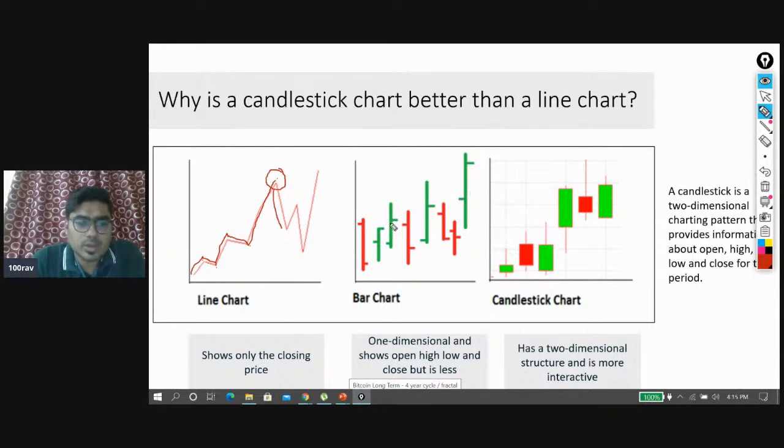A bar chart is similar to a candlestick chart, but a bar chart is less interactive, and it needs a little more attention to understand. I feel that a candlestick chart is more interactive because it is a two-dimensional view and it is very easy. Even if you squeeze down a candlestick chart, you will easily be able to see that.